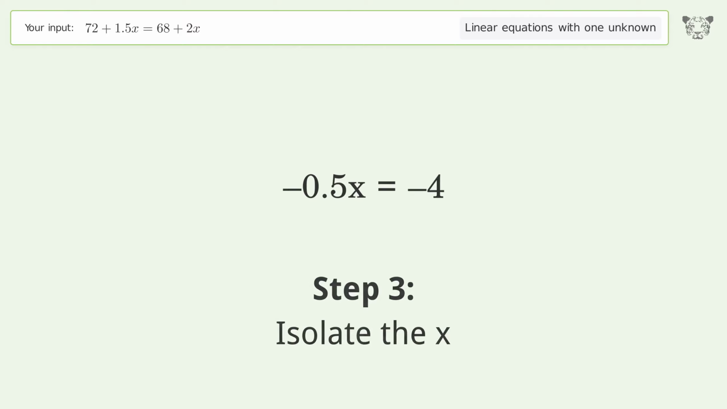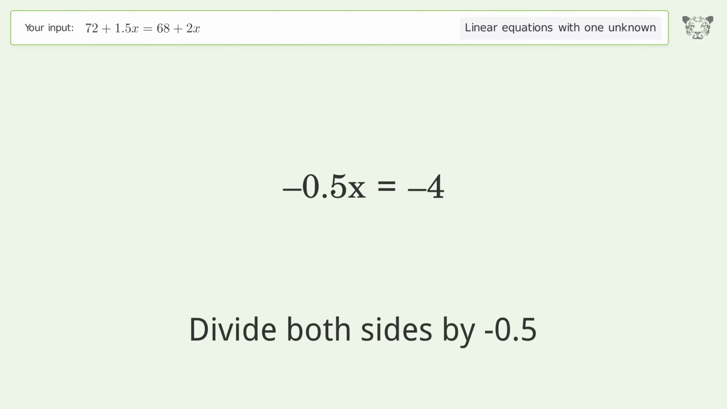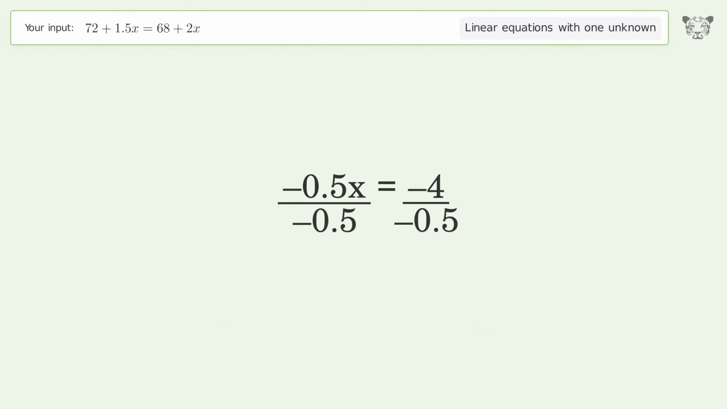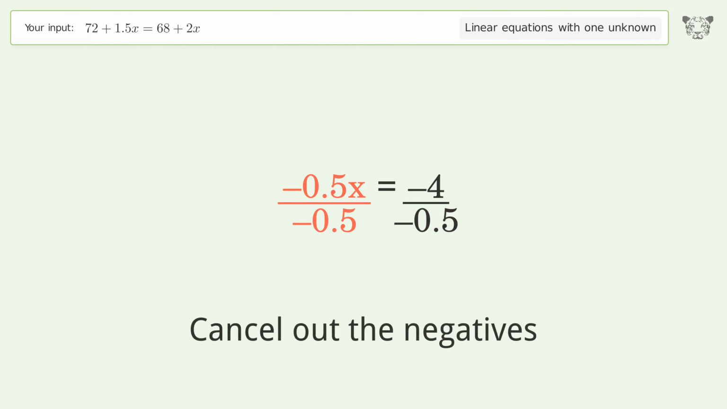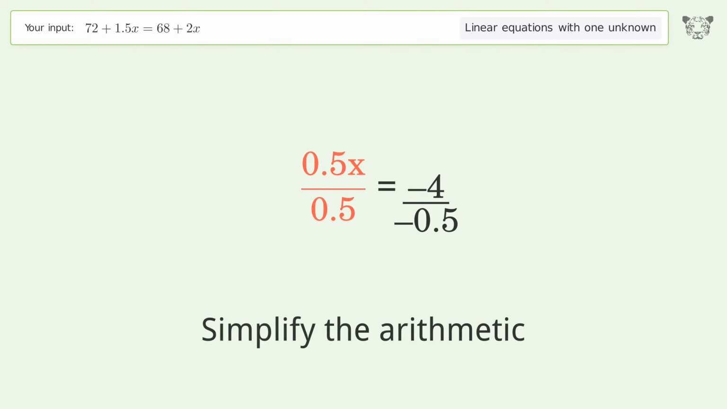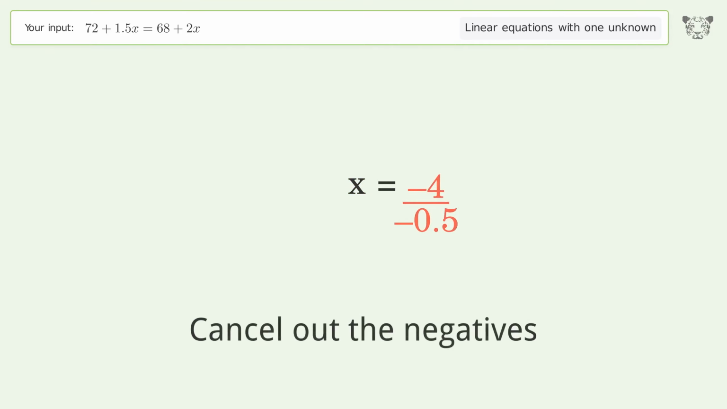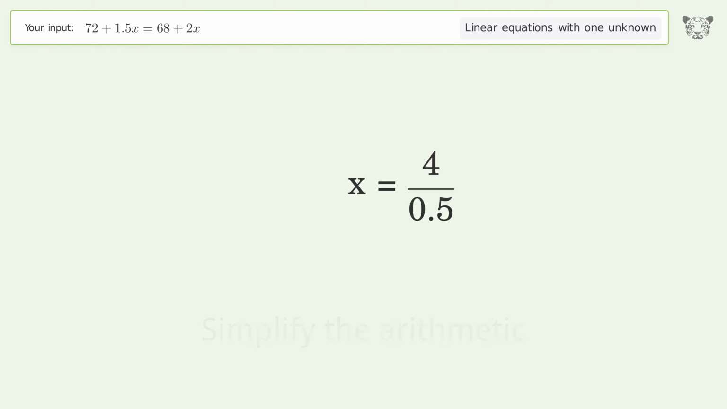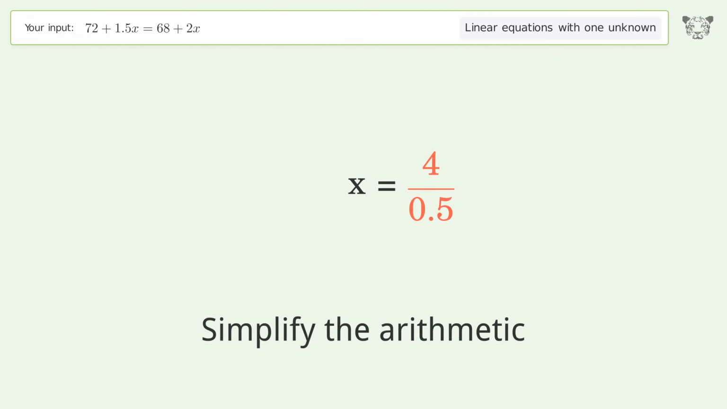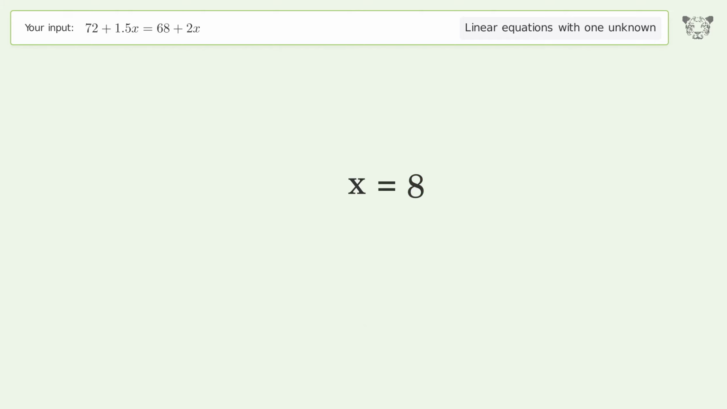Isolate the x. Divide both sides by -0.5. Cancel out the negatives. Simplify the arithmetic. Cancel out the negatives. Simplify the arithmetic. And so the final result is x equals 8.